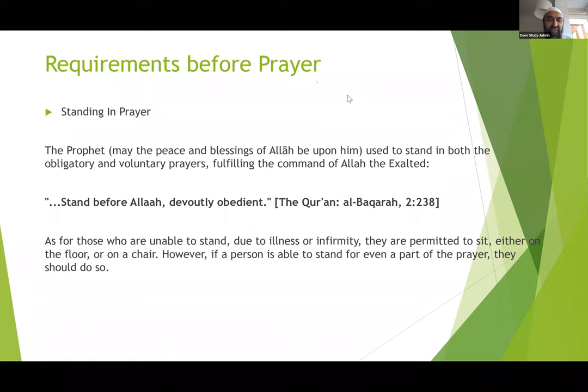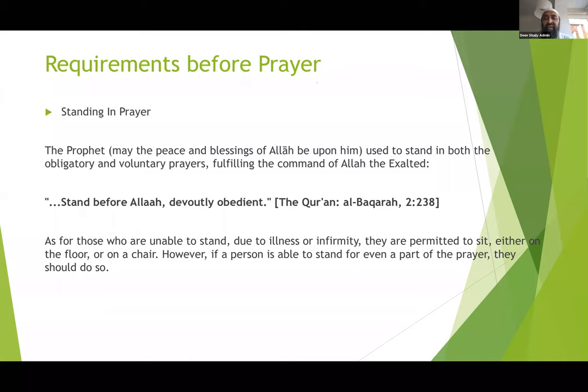And what are the not compulsory ones then? What do we normally refer to them as? Sunnah prayers. Okay, well done. So Allah says in the Quran, stand before Allah devoutly. Okay, so there are two meanings here, aren't there? First of all, that we are commanded, if we are able, to stand in front of Allah subhanahu wa ta'ala and devoutly obedient.